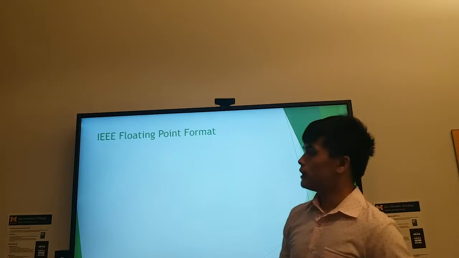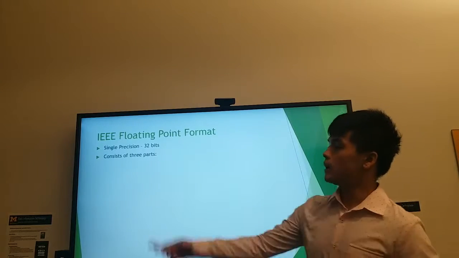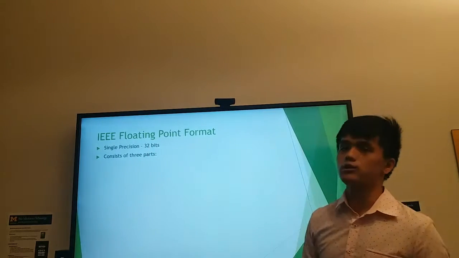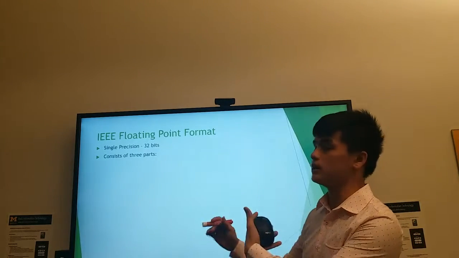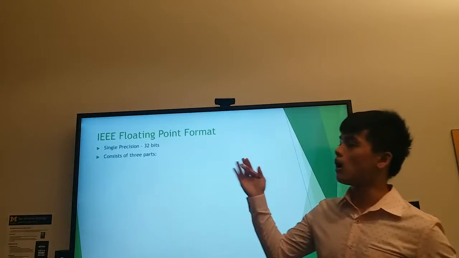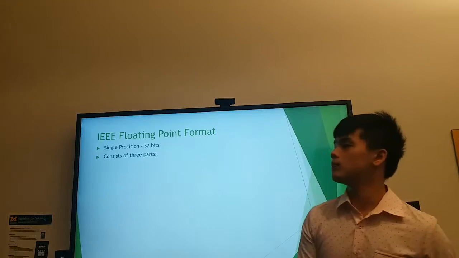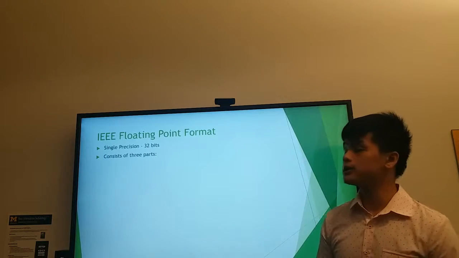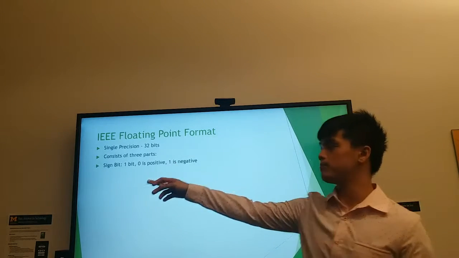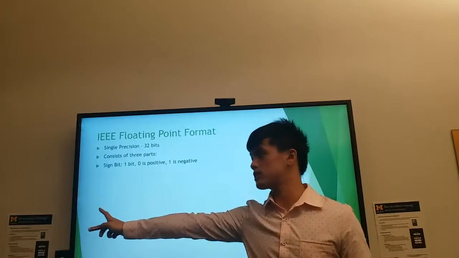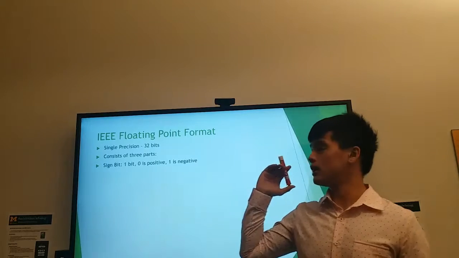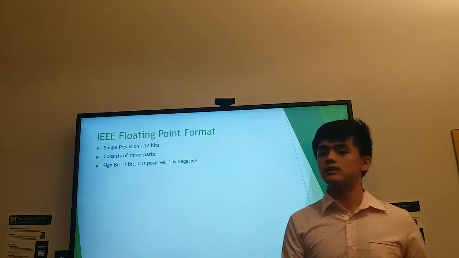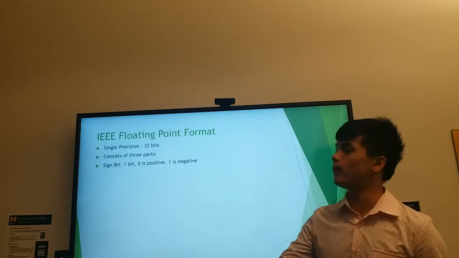In the IEEE floating point format, we use 32 bits to represent that number. We take that scientific notation, dissect it, and store it into each part of our floating point memory. It consists of 3 parts. The first is our single sign bit. It is the most significant bit, the 31st bit, and it denotes a positive number if it's 0, and a negative number if it's 1.